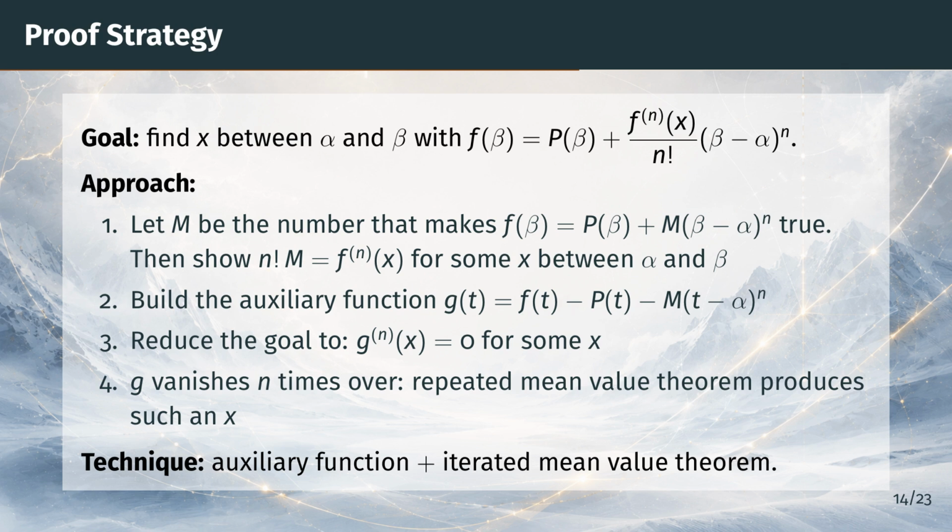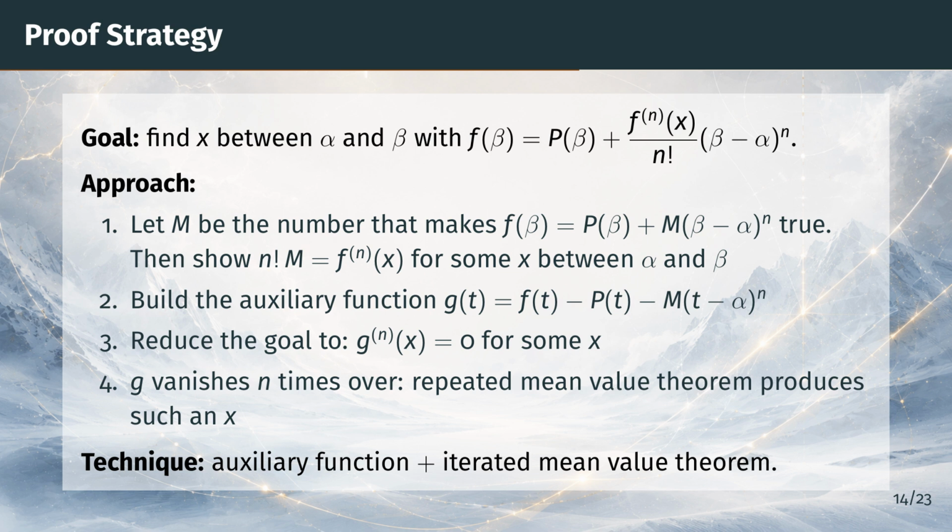Before the formal argument, here is the plan of attack in 4 steps. Step 1. Instead of hunting for x directly, we define M to be the number that makes the conclusion true by brute force. The actual error at beta certainly equals some multiple of beta minus alpha to the n, so we let M be that multiple.